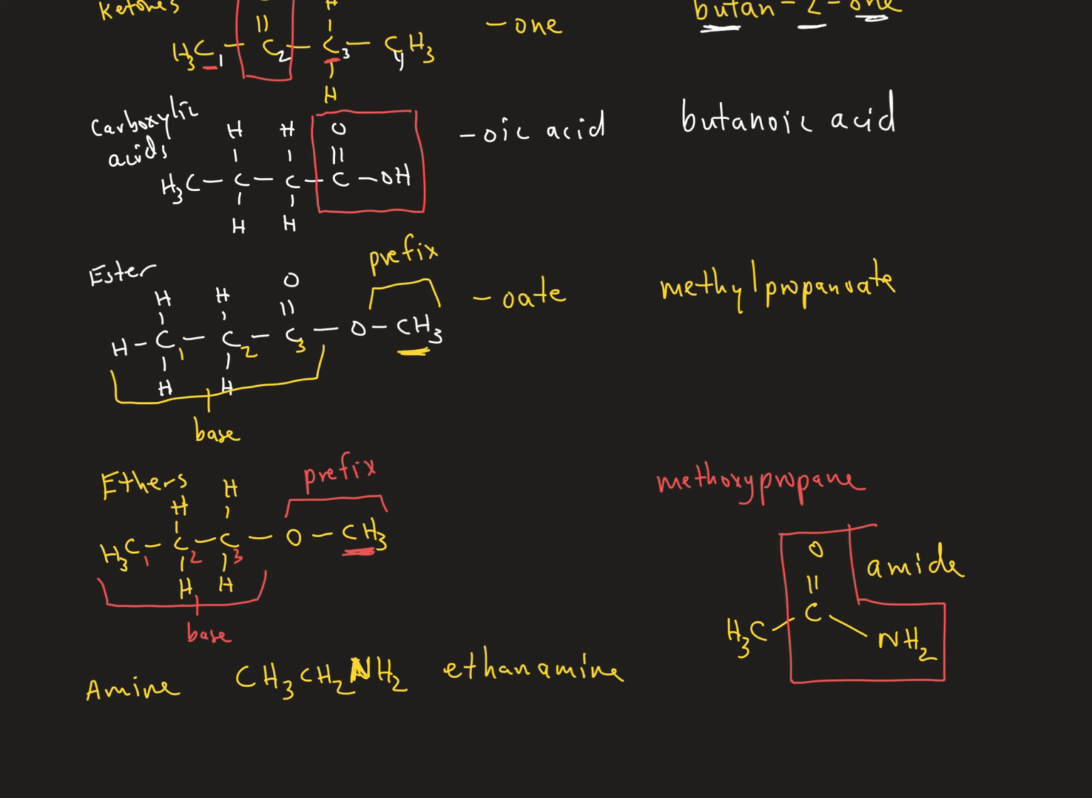Don't worry too much about the nomenclature for both of these. We didn't get into the naming of amines or amides at all, but the biggest thing would be just to recognize those functional groups. So hopefully that helps you think about organic chemistry and some of the prefixes and some of the base names and some of the rules that we use to name these organic compounds.